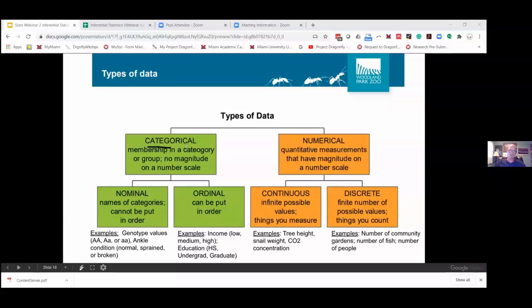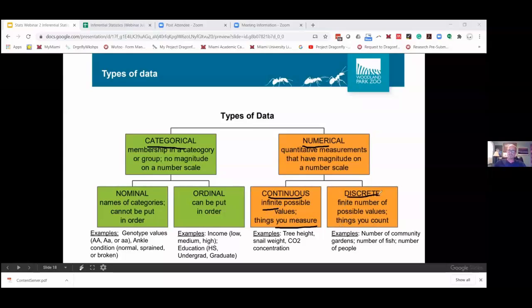You have categorical data, where it's not a number, right? It's these broad categories like gender and political connection, all those things that Katie was talking about. And then you have numerical measures, right? And numerical measures can be continuous, like tree height, where you have infinite values, like you can have 3.6555 infinity meters, right? So it's infinite values. These are things you measure.